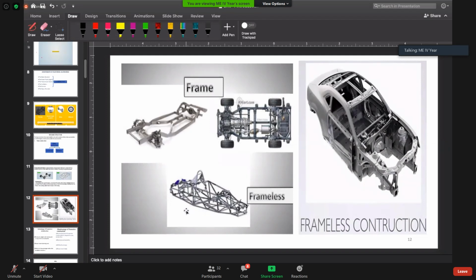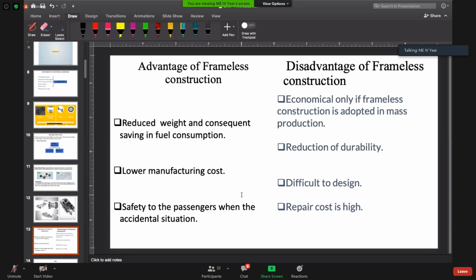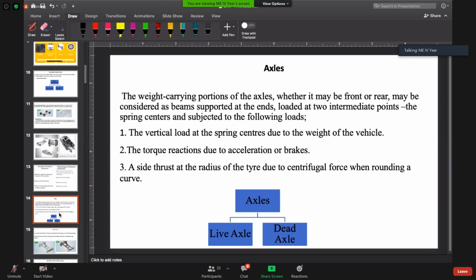If any joints there will be loose welding or weak welding, so it will not be durable. Okay, so there are so many joints. With the increase in number of joints, always there is chances of breakage. Okay, now it is difficult to design. Repair cost is also high. So this is the advantages and disadvantages of your frameless construction.